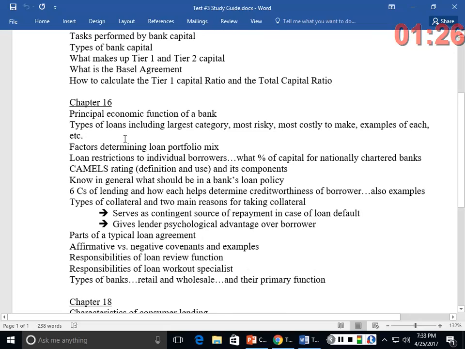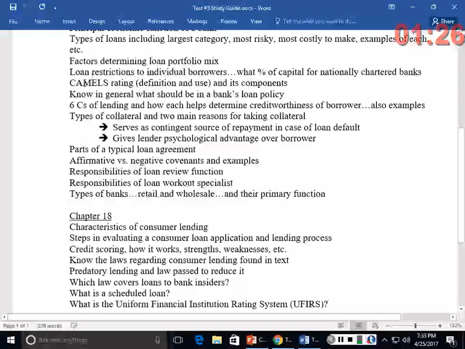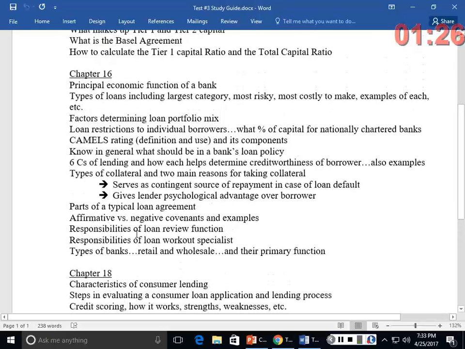Now, some of this is going to bleed over into chapter 18. For example, the most costly type of loan to make is going to be a consumer loan, and that is per dollar of loan made, because you can make a $100,000 loan just as easily as you can make a $4,000 consumer loan. So most consumer loans are the most costly per dollar loaned.